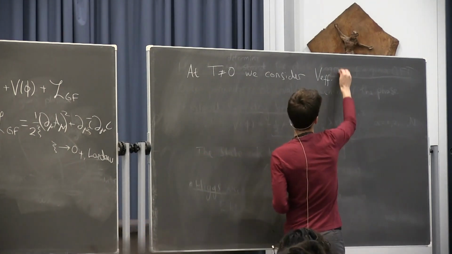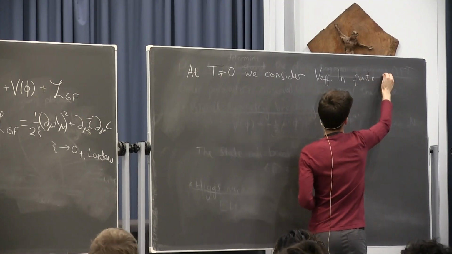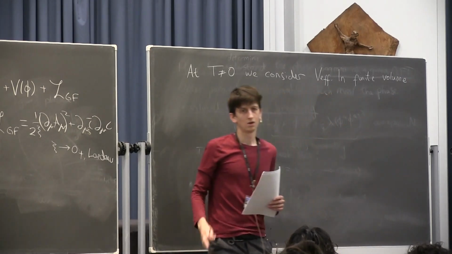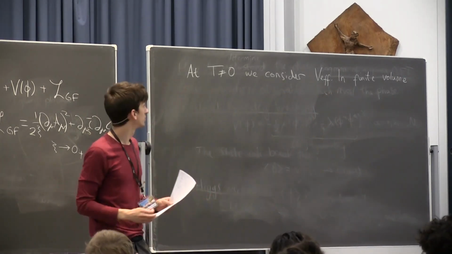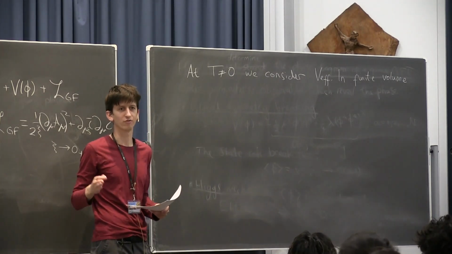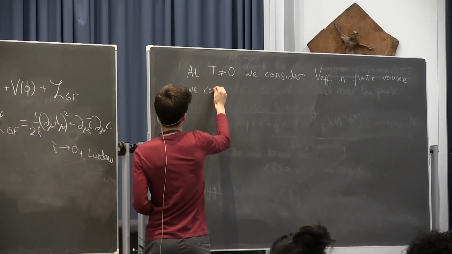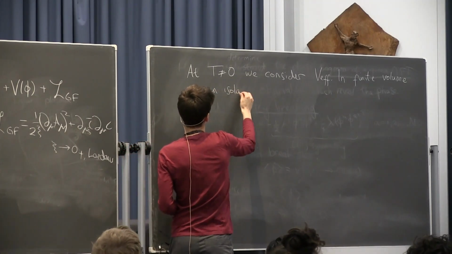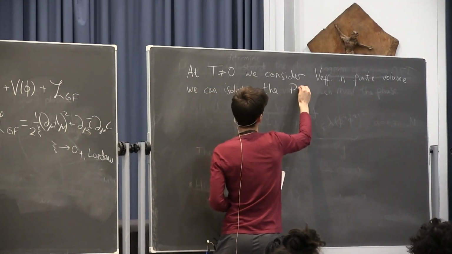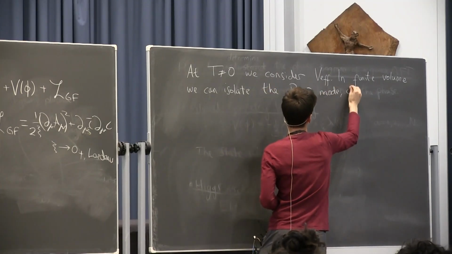So, in finite volume, which is where I'm going to define things, you have a fixed number of modes. There's one special mode, which is the zero mode, isolated from the first excited mode. So we can isolate the P is zero mode, which is the one I've called phi bar.